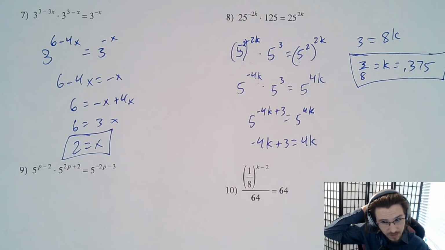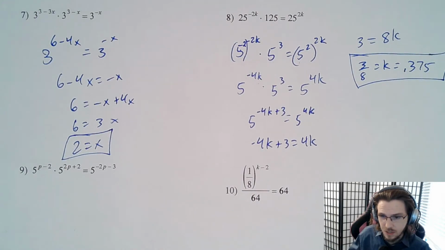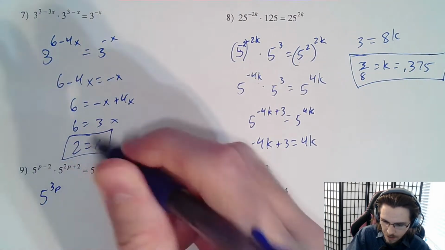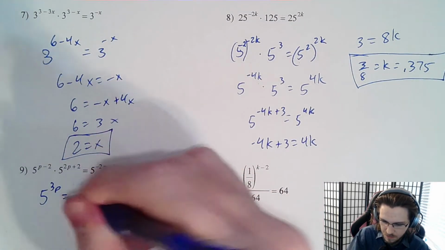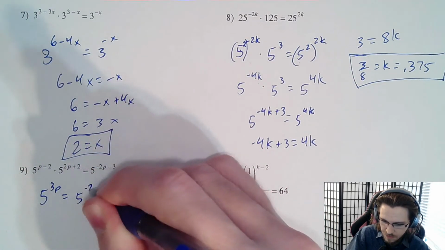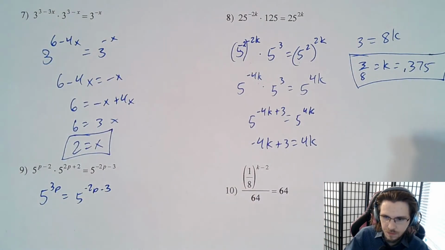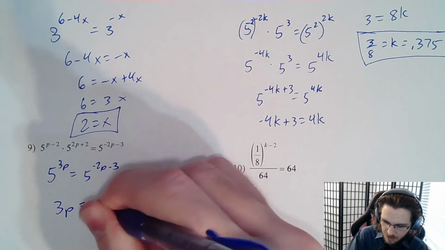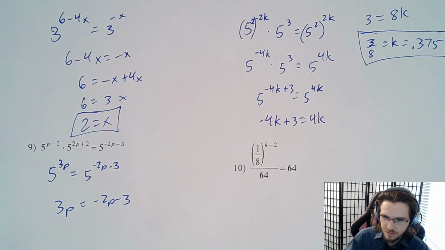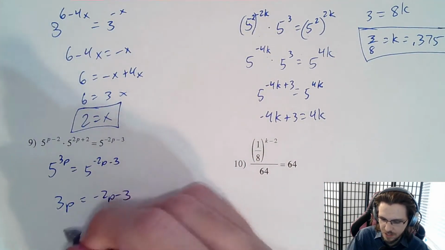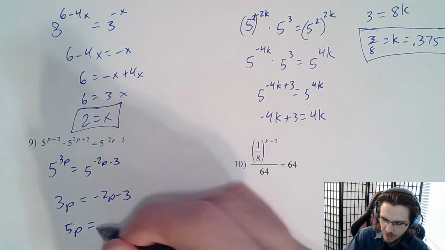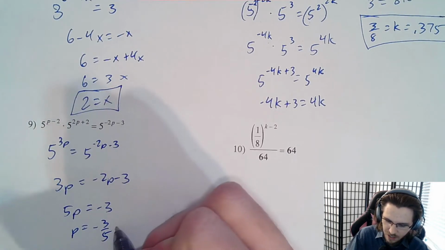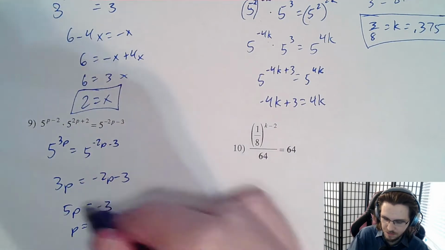Number 9, they were nice enough to give you like bases already, so there wasn't too much extra effort to go through. So 5 to the 3p, and actually the negative 2 and the positive 2 cancel. And now you just go ahead and set those two exponents equal to each other. Move that negative 2p to the left-hand side. Becomes positive 2p, so 5p equals negative 3. Divide both sides by 5. And p is equal to negative 3 over 5, or negative 0.6.